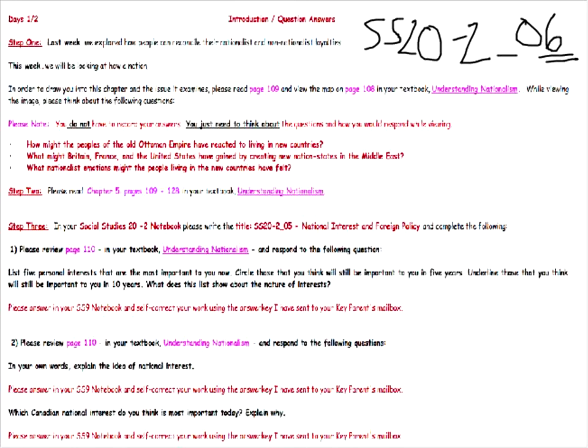So let's get started. For days 1 and 2, which would have been yesterday, Monday, October the 4th, and today, Tuesday, October the 5th, I wanted you to go through this introduction and do some self-correcting questions regarding the readings. So let's start with step 1. Last week we explored how people can reconcile their nationalist and non-nationalist loyalties.